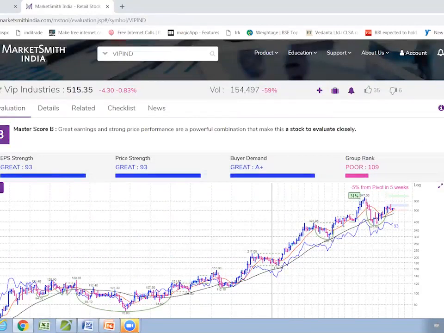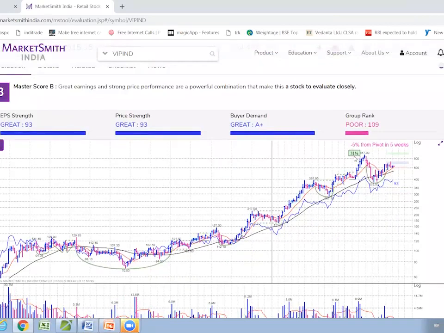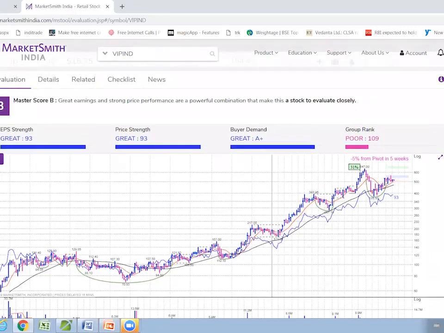Now you might have a question about which stocks you should pick. The stocks which have already broken out or which are trading near the pivot. So ideally you are expected to pick any stock you feel good about, say for example, VIP. When you are picking VIP, you can pick this stock.